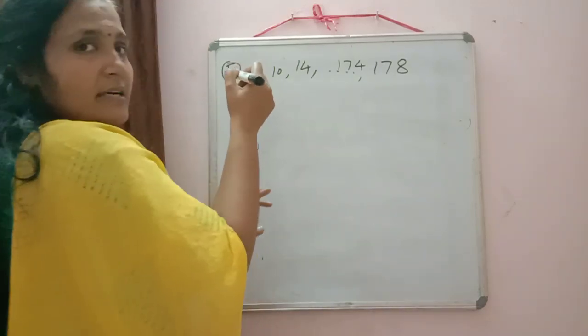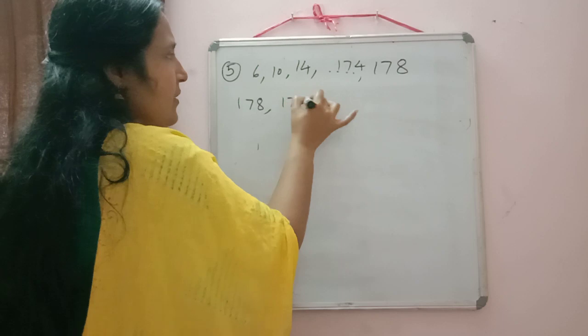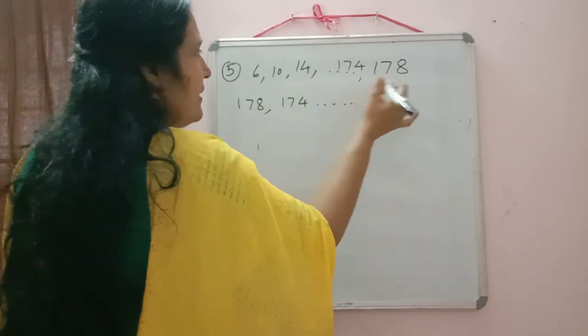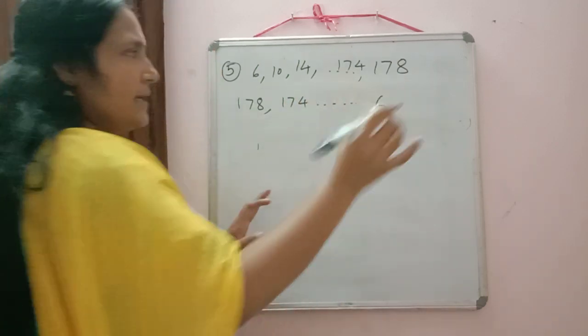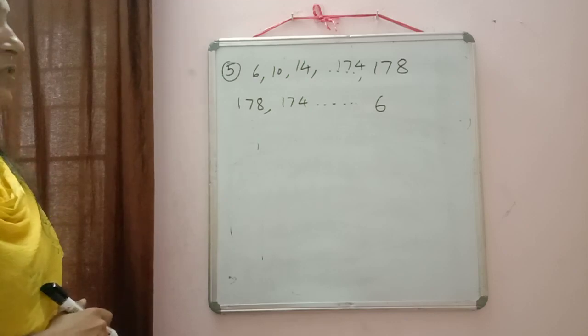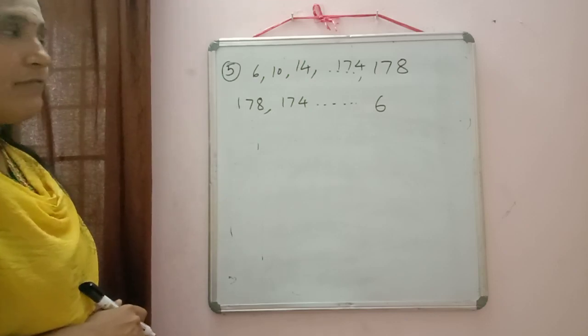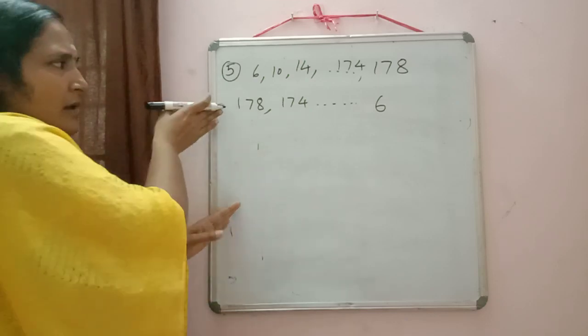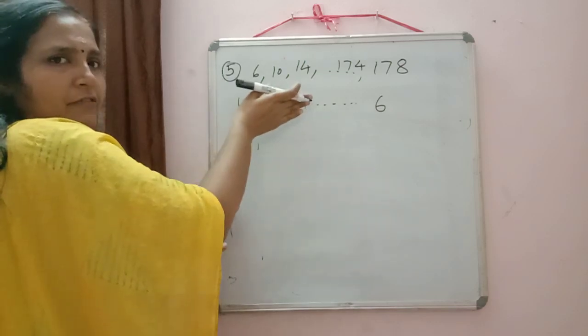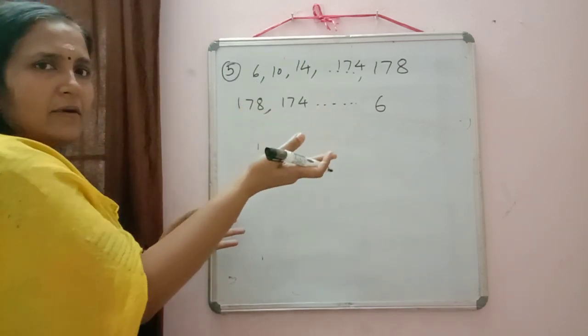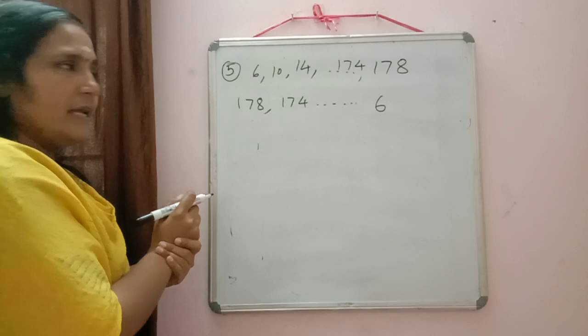I am writing in reverse order: 178, 174, etc. In this way, the last term is 6 there. Now what we have to do? We have to find out the 15th term from the end. Now from the end means we have to find out from here. So directly we can calculate what will be A15.